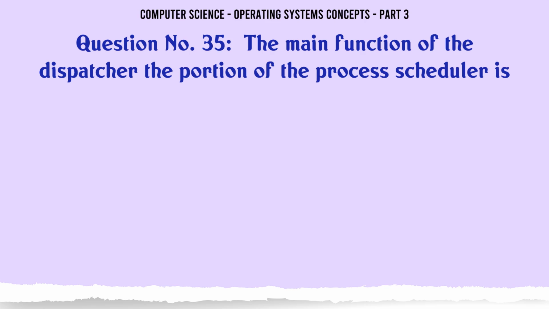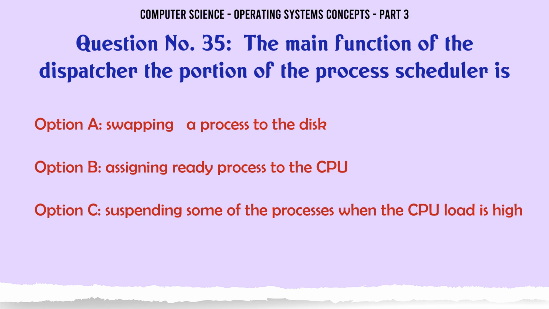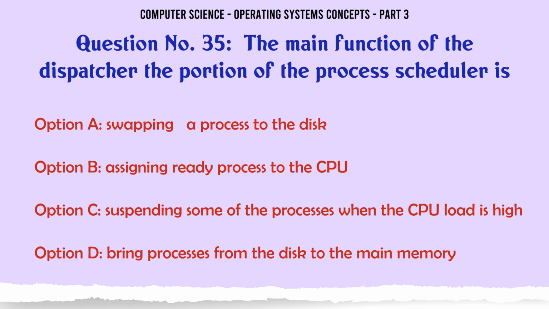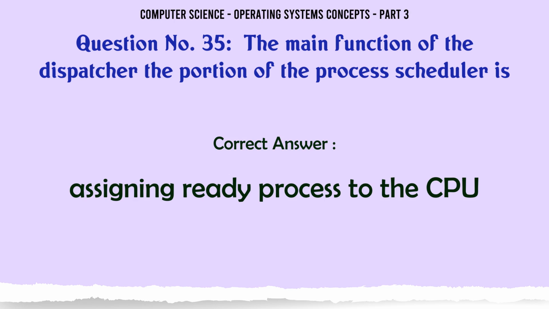The main function of the dispatcher, the portion of the process scheduler, is A. Swapping a process to the disk, B. Assigning ready process to the CPU, C. Suspending some of the processes when the CPU load is high, D. Bring processes from the disk to the main memory. The correct answer is assigning ready process to the CPU.